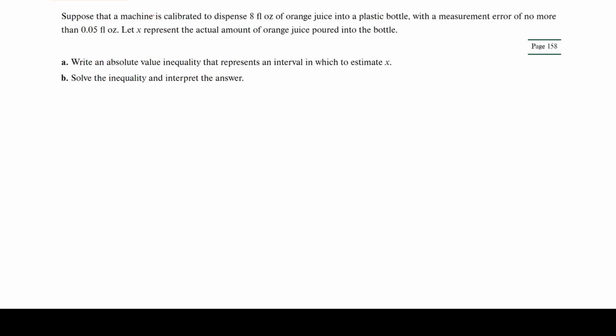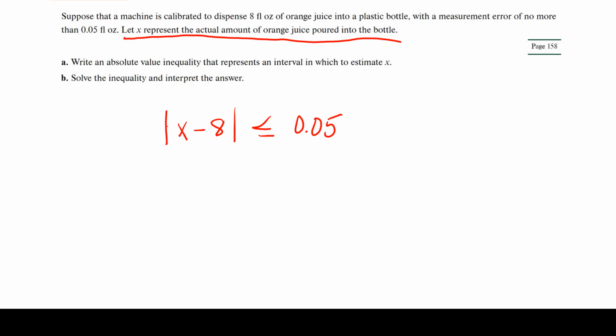So to say that using an absolute value, what you're going to say is, okay, however much is in the bottle, that's X. If the difference between that and 8, which is what you really want to be in there, you want the difference between those two numbers to be less than or equal to 0.05. So you want the difference in the amount that's in the bottle and 8. You don't want it to be any more of a difference than 0.05.